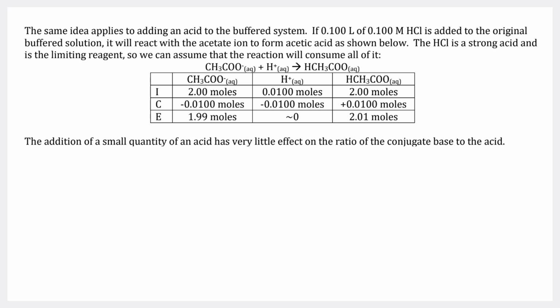So you have HCl, and the hydrogen that we're focused on is going to react with the conjugate base to form acetic acid again. Similarly to the other one, it changes by the same amount as the moles of the hydrochloric acid. So it drops by that, making it 0, and the conjugate base drops by that as well, and the acid will increase by that. So again, adding a small quantity does not affect the ratio.